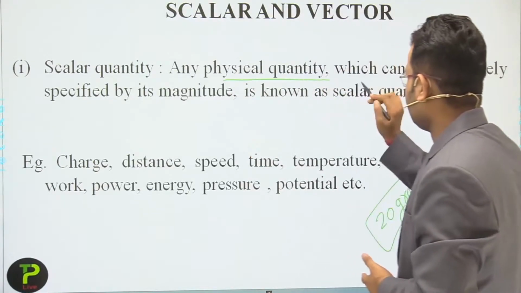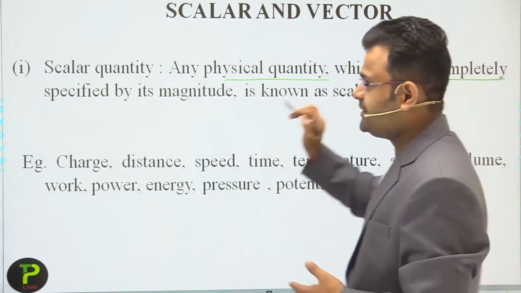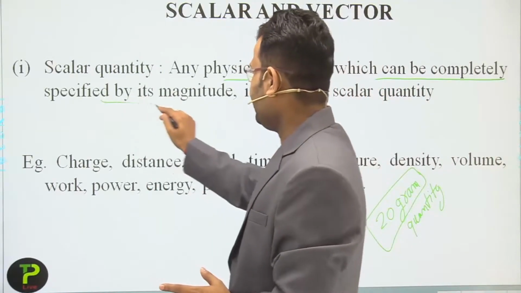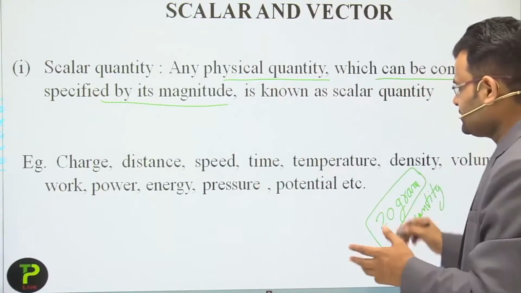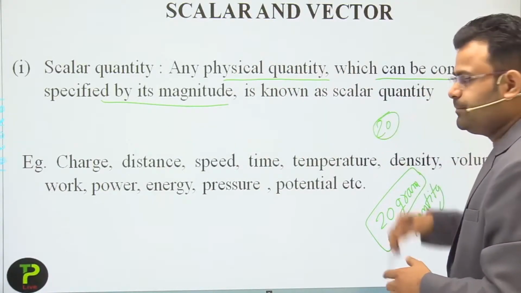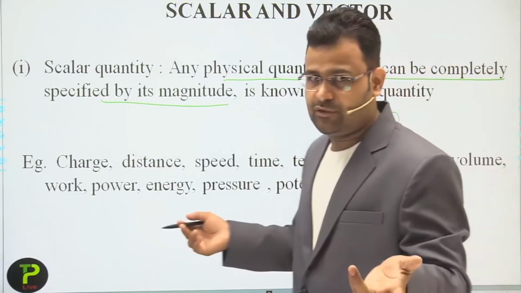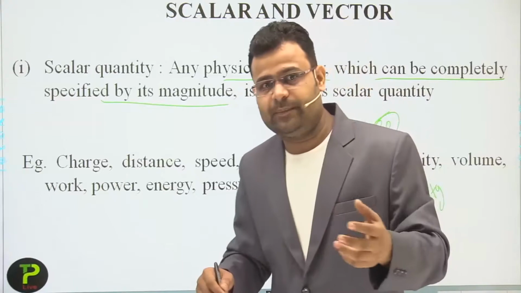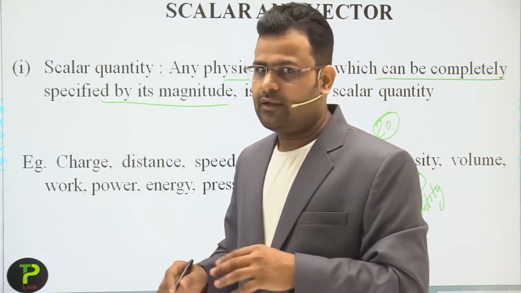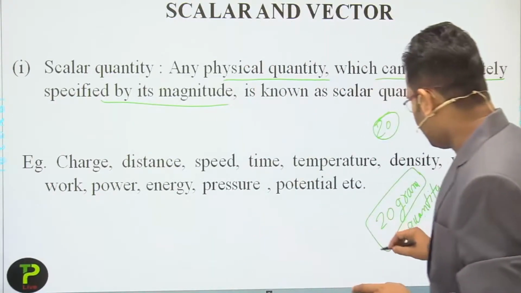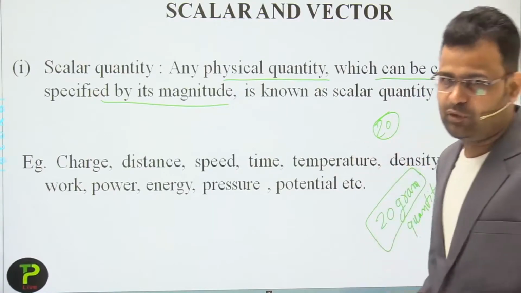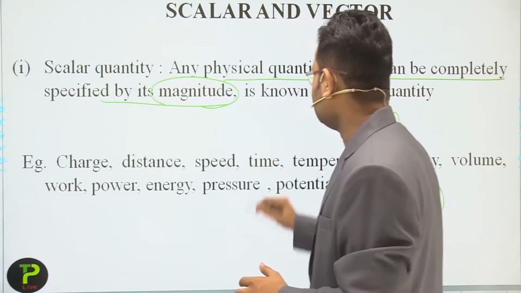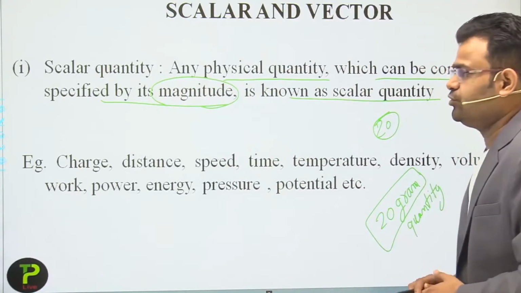Any physical quantity which can be completely specified by its magnitude, like 20 gram. If we say just 20, it's not a complete statement. What is the 20? It may be kilometer, meter, liter, gram, or kilogram. But if you say 20 gram, that is a specified quantity. So it is the magnitude of that quantity, and it is known as a scalar quantity.